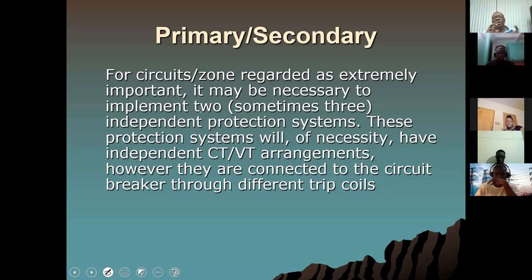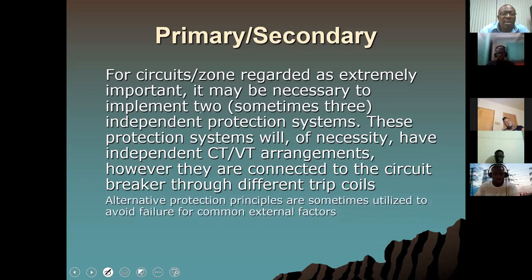Now, these protection systems will necessitate you having independent CT and VT arrangements. And you will understand that a circuit that you're protecting using independent VTs must be important, because the VT is almost as expensive as your power transformer. So for you to use separate VTs for the system, it gives you a clear indication as to how important the circuit, or equipment, or whatever you're protecting at that level needs to be.